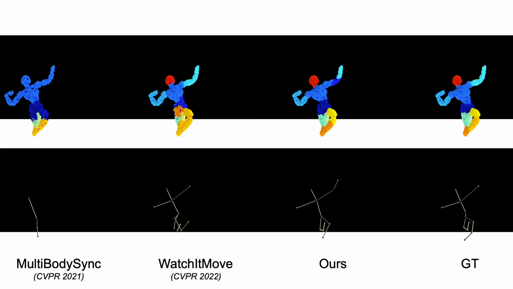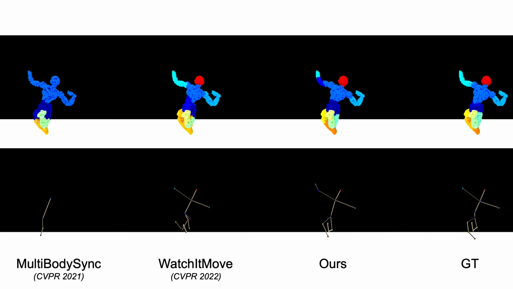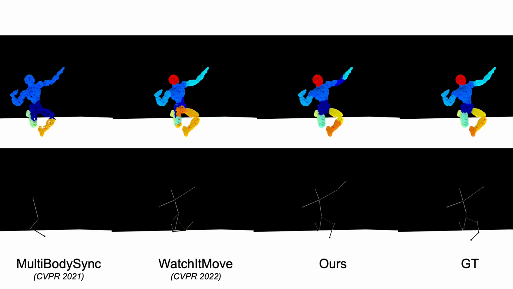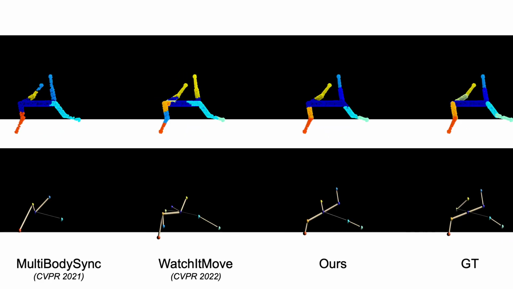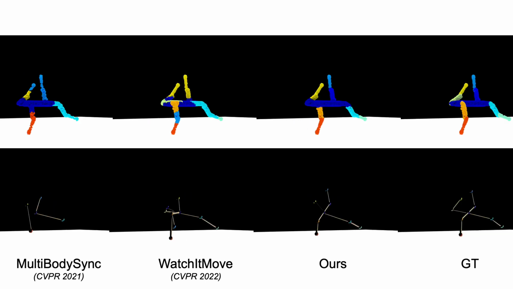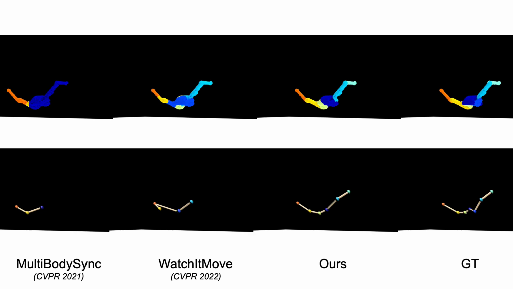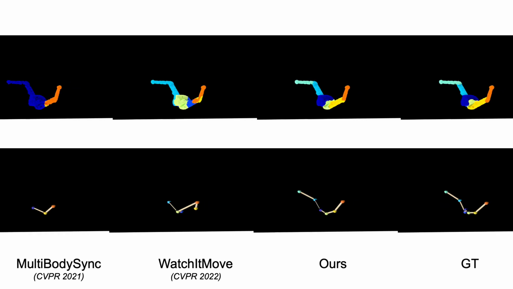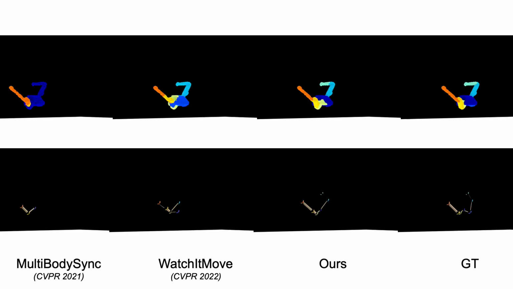Next, we show a qualitative comparison against Multibody Sync and Watch-It-Move. Multibody Sync sets up a joint synchronization problem to obtain a temporally consistent part segmentation. However, it requires accurate pairwise flow predictions and does not work well over longer time steps. As a result, Multibody Sync tends to undersegment the point cloud and generates oversimplified topology.